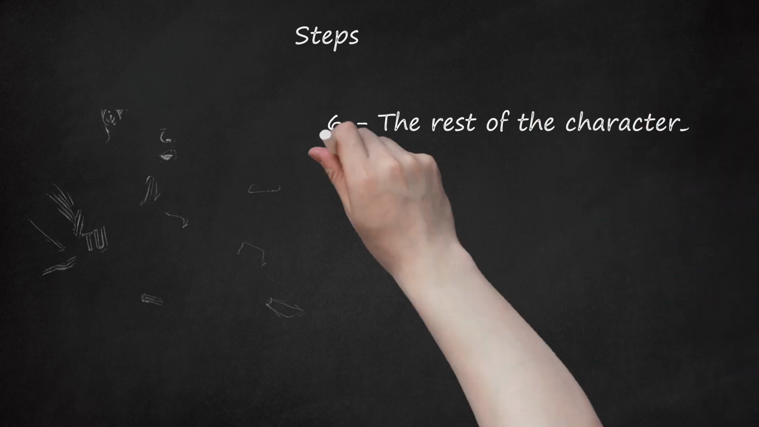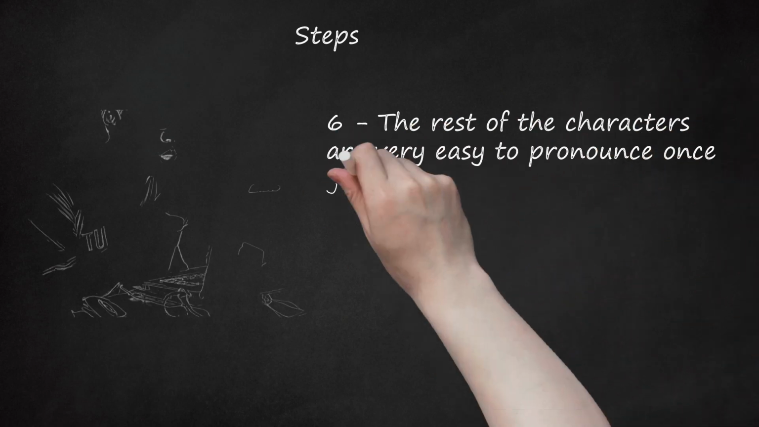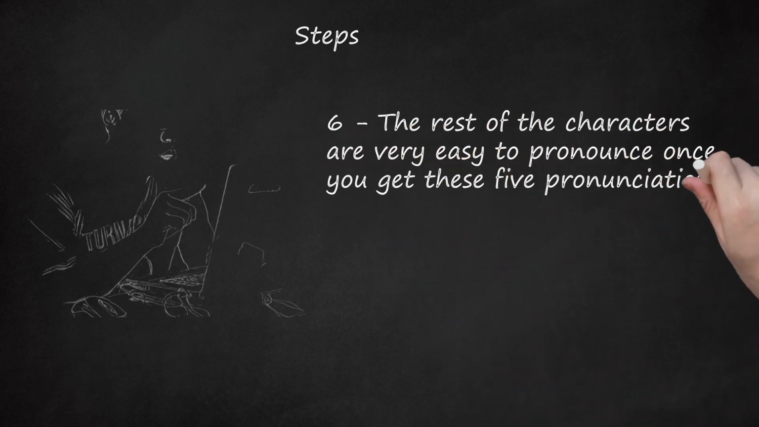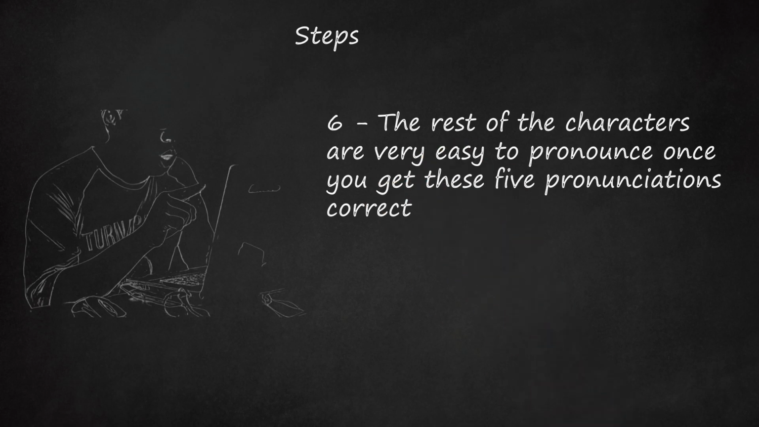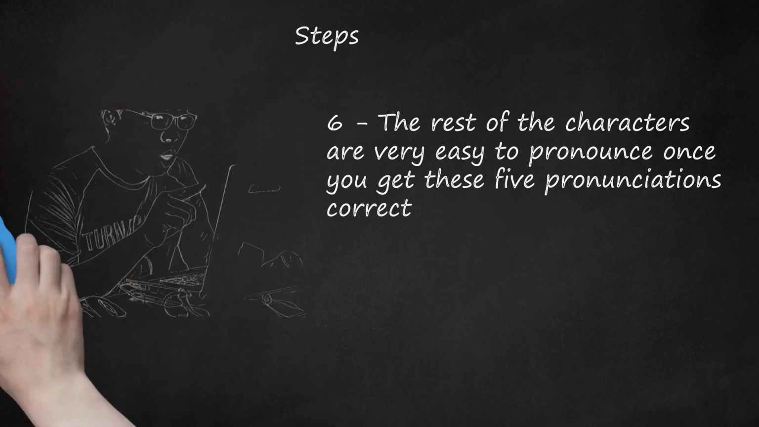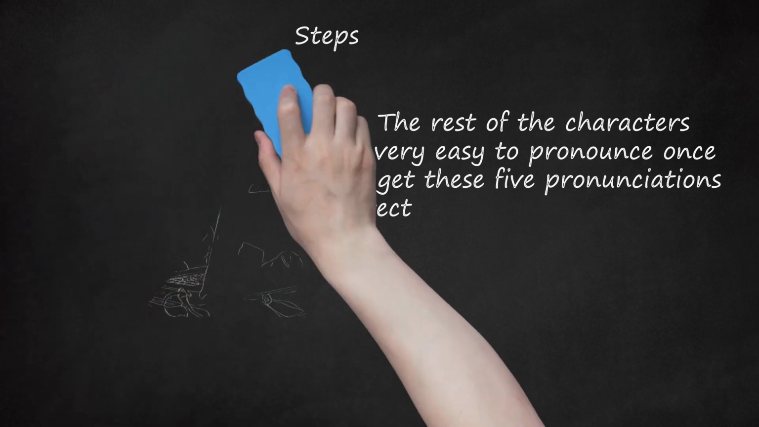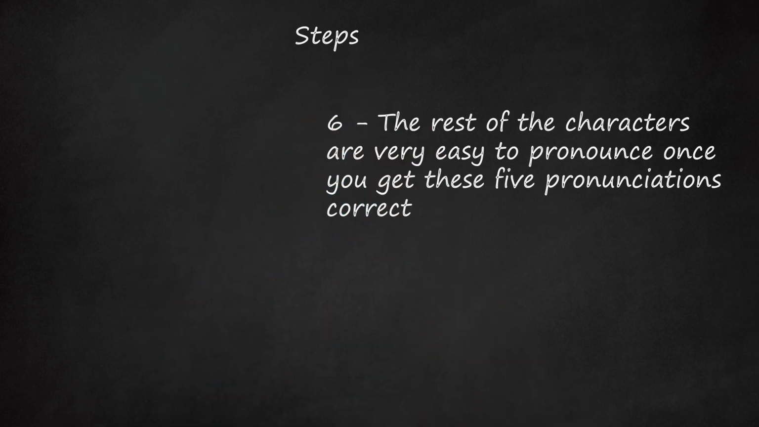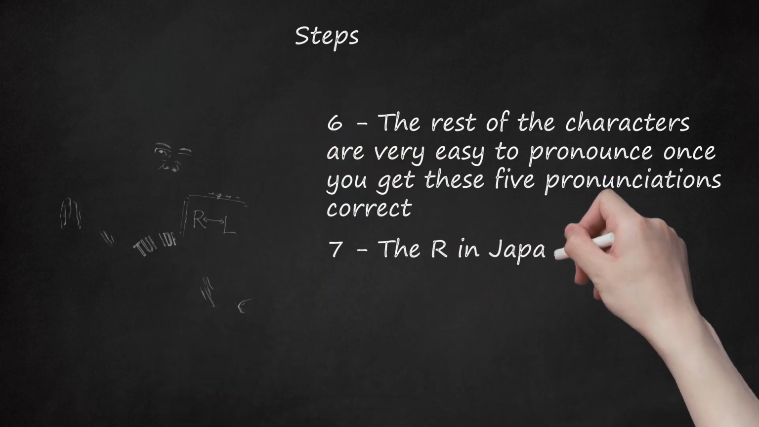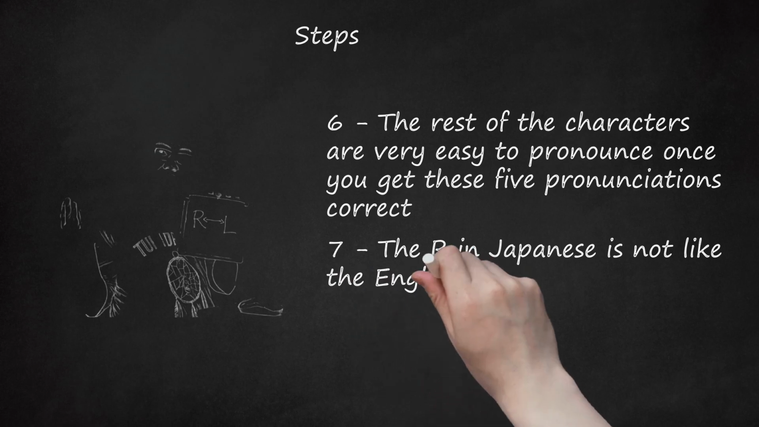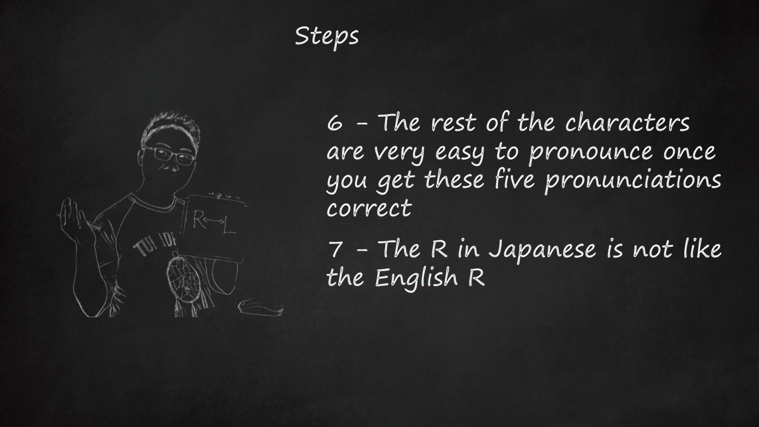6. The rest of the characters are very easy to pronounce once you get these 5 pronunciations correct. When they start adding consonants to the beginning of the characters, you pronounce it just like in English. Example, ka, you make the K sound like in English and then add the Japanese a at the end. 7. The R in Japanese is not like the English R. It is pronounced between an R and an L.